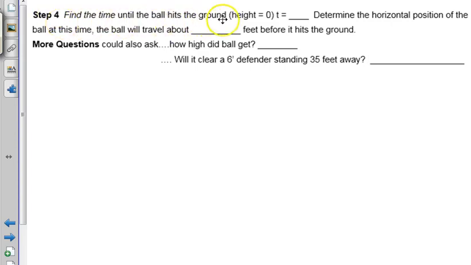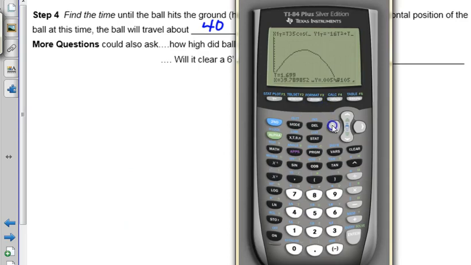Step 4, find the time the ball hits the ground. So the height is 0. What did we say the time was? About 1.7? Is that right? Travels about 40 feet. More questions. How high did the ball get? So can we answer how high the ball ever got?